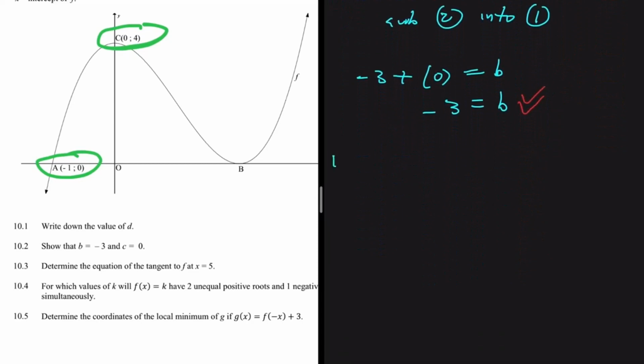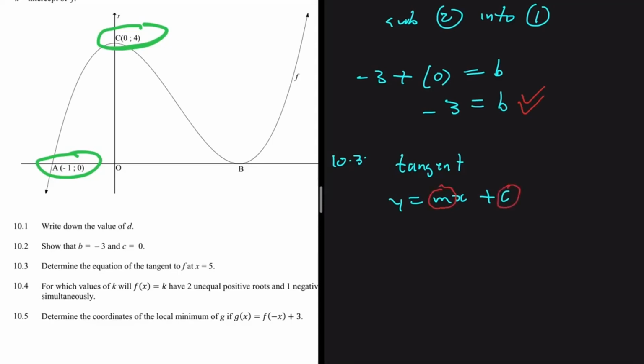Now let's do 10.3. 10.3 is saying let's determine the equation of the tangent to f at x is equal to 5. So back to the basics. What do we know about a tangent? We know that the equation of a tangent is that of a straight line, y is equal to mx plus c. If you want to find the equation of a straight line, you're going to need two things. You're going to need the gradient and the coordinates of one point so that you can determine c, right?